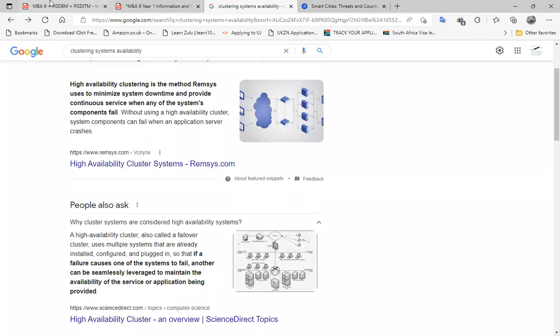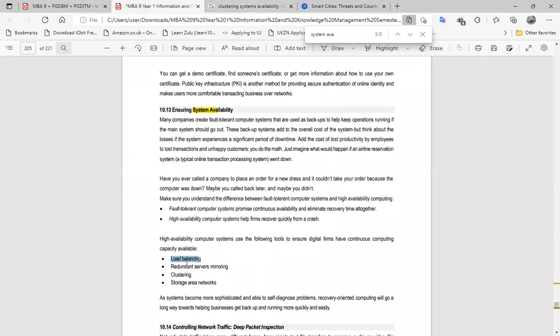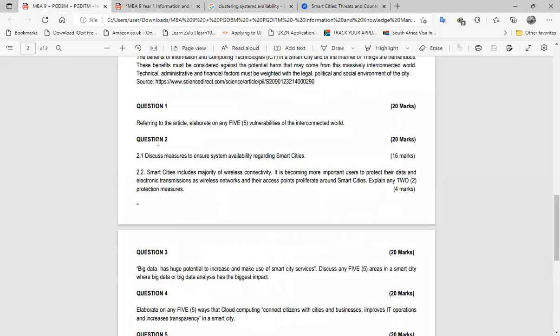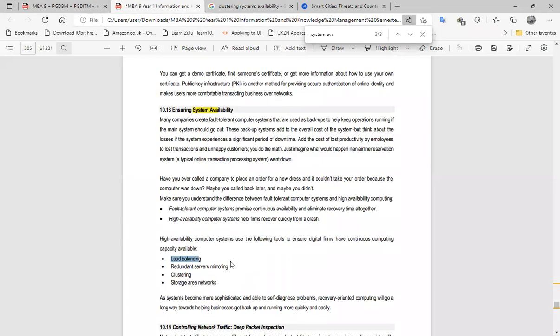So basically, that's what all these are doing. Load balancing allows availability, redundant servers allow availability, clustering allows availability, and storage area network allows again for availability. So what you are doing, remember, it's 16 marks, is describing these four.